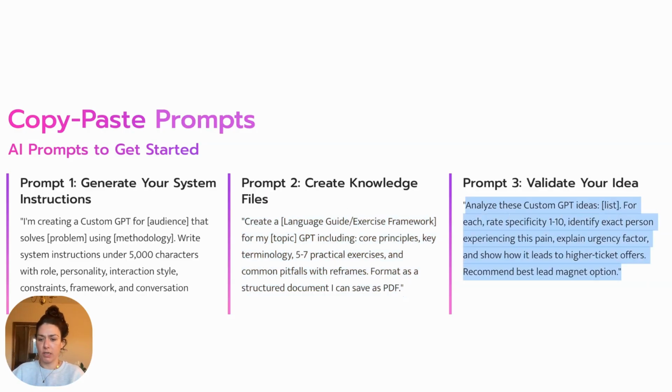And then here's another prompt to validate your idea. So analyze these custom GPT ideas. For each, rate their specificity, the exact person experiencing this pain. This is gonna be really helpful when we create hooks for social media to promote it. Explain the urgency factor, how it shows up, and how naturally it would lead to my paid or higher ticket offers, and then recommend the best lead magnet option. So that's another good prompt you can use.